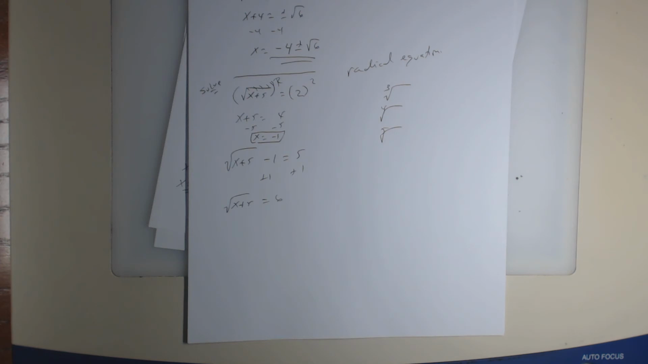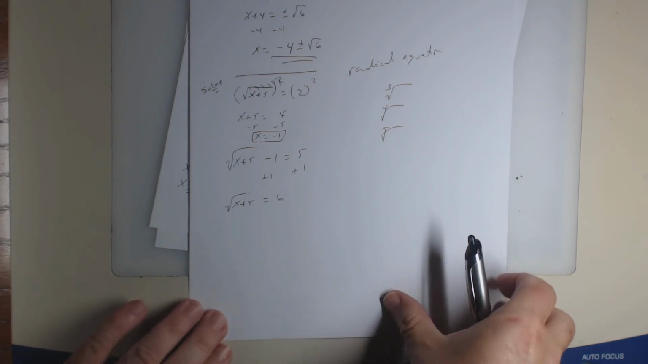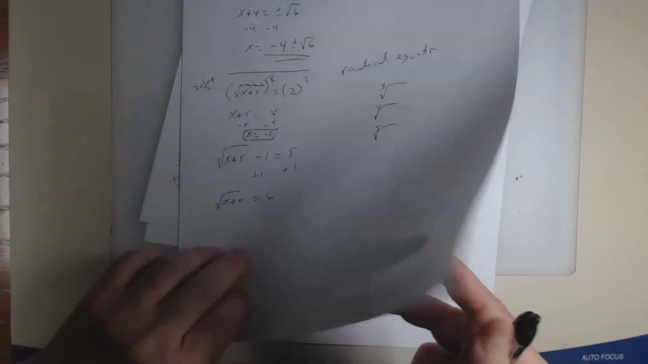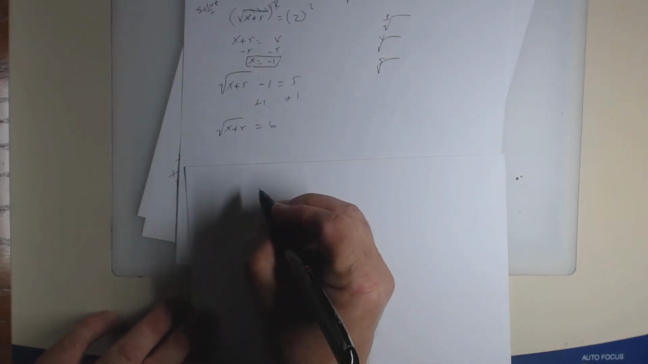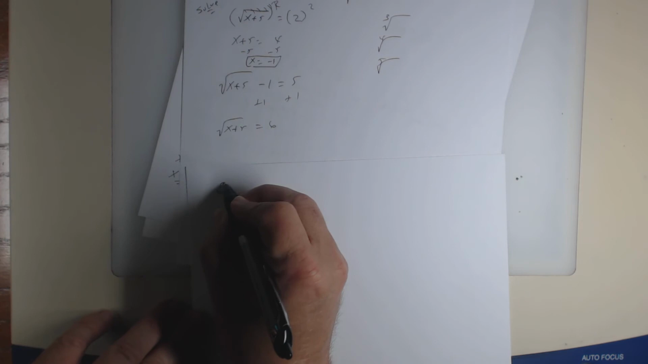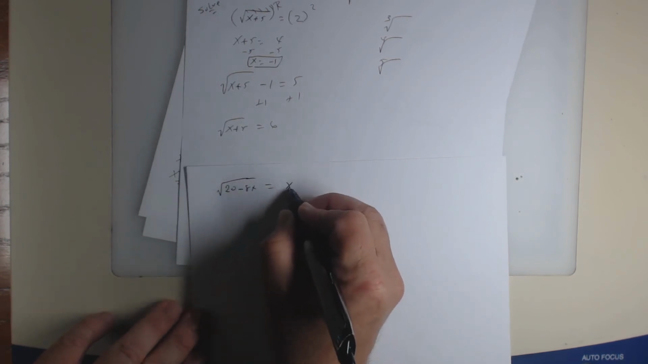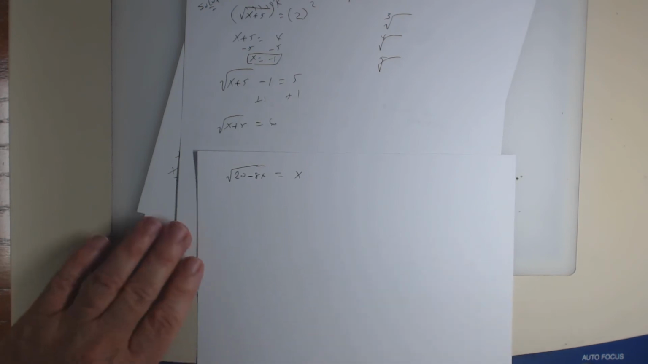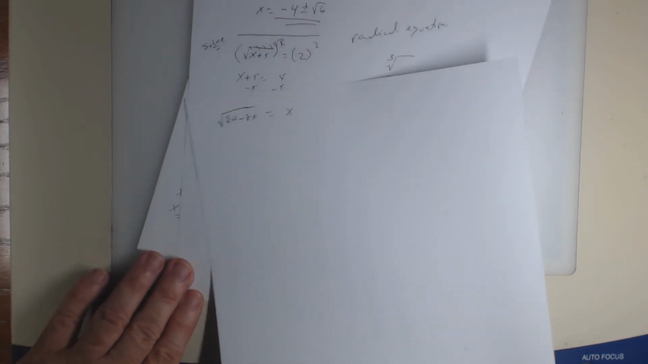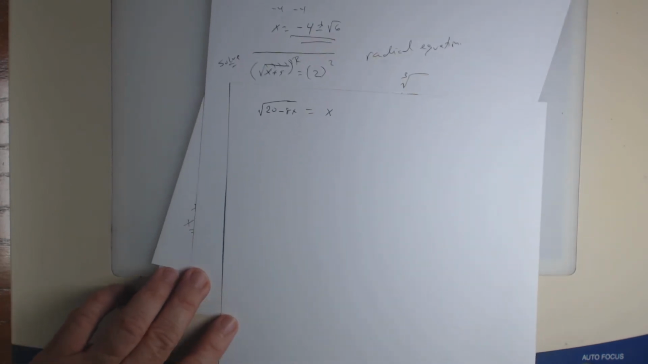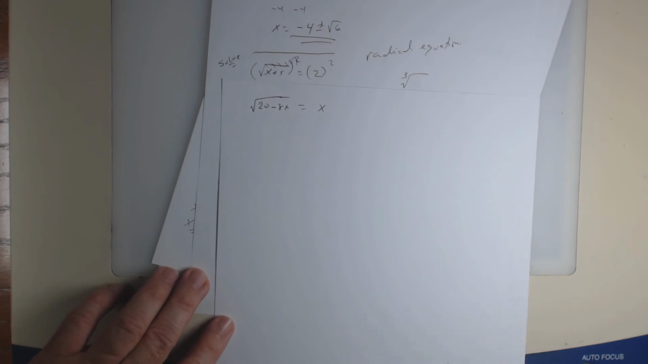Okay? Now let's look at this one. Watch this. So suppose we had this. The square root of 20 minus 8x equal x. Notice the difference between the two. What's the difference between this one and, let me go back and just put it here, the other one we had? Yes, so there's a variable on the other side instead of a number. So let's see what's going to happen.